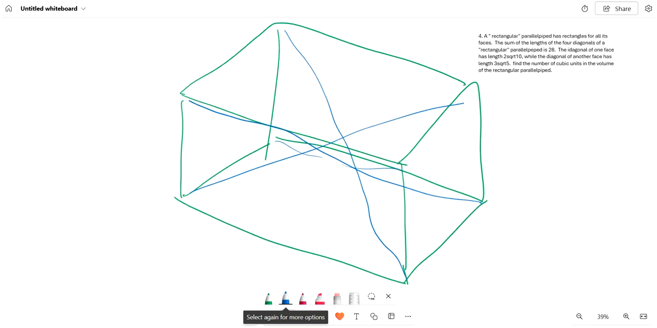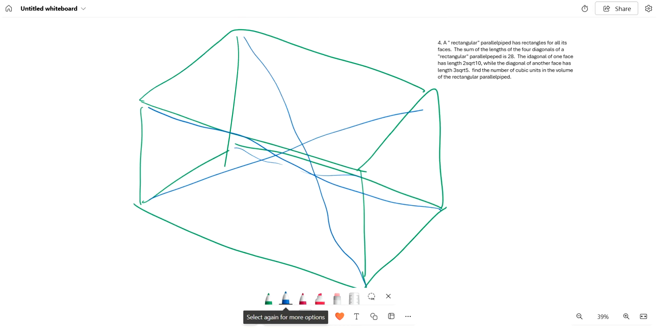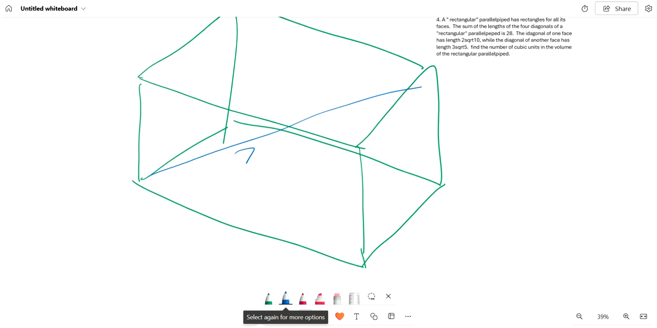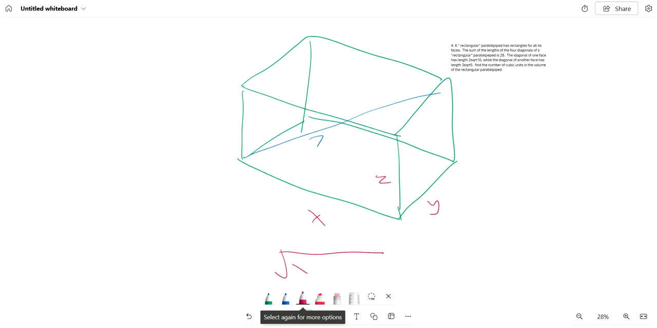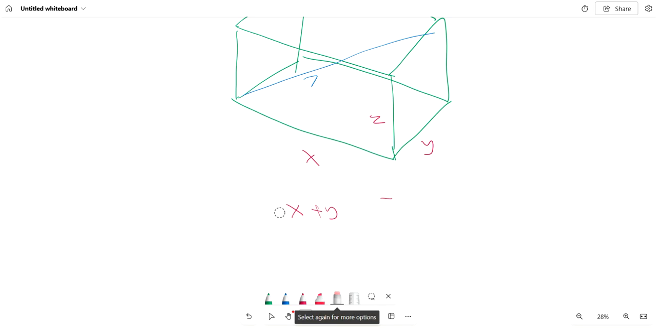And because all diagonals in a rectangular prism are the same length, that means that one of these diagonals equals 7. Let's say this is 7. And we know that if these side lengths are x, y, and z, then the square root of x squared plus y squared plus z squared equals 7. And squaring this gives us x squared plus y squared plus z squared equals 49.